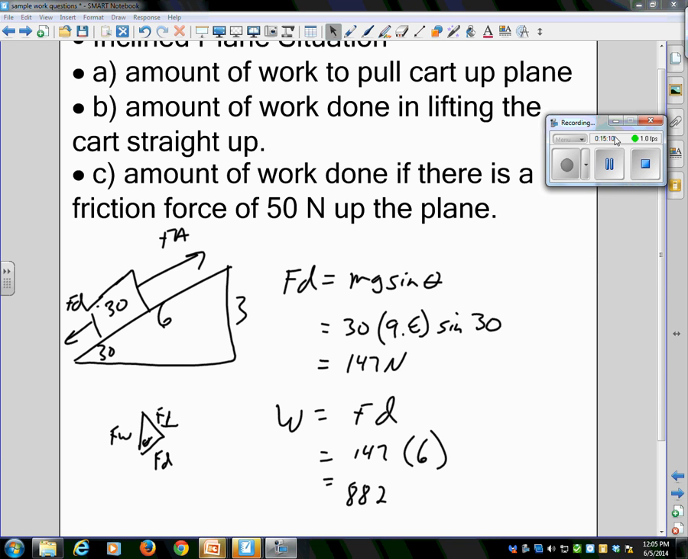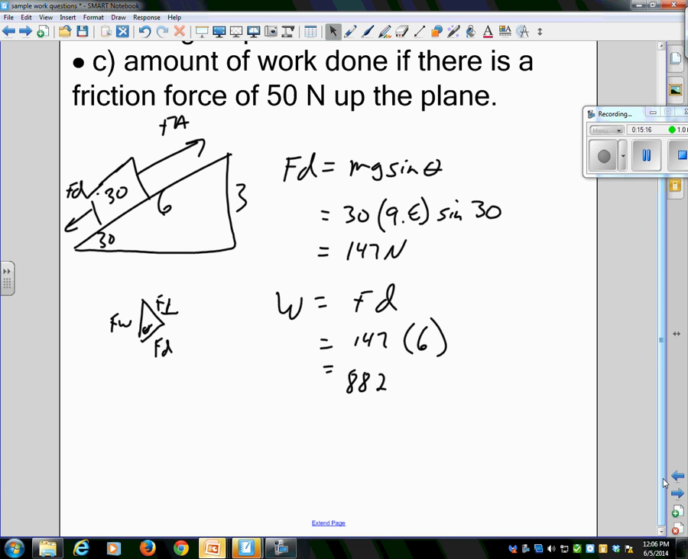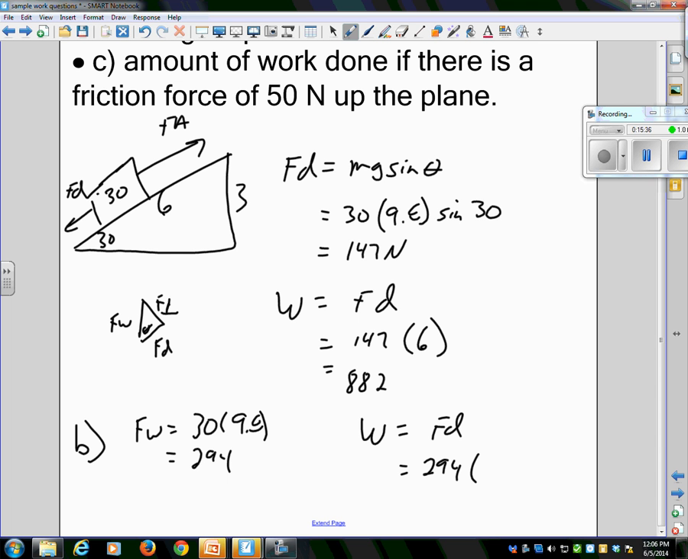What about the amount of work done lifting the box straight up? What if I just wanted to lift it from ground level up 3 meters? Well, then it would be a lot more work? Would it be? The F_W is going to be 30 times 9.8, 294. W equals FD, 294 times 3, and what do you get? The same number. Why are these the same? Same amount of work.